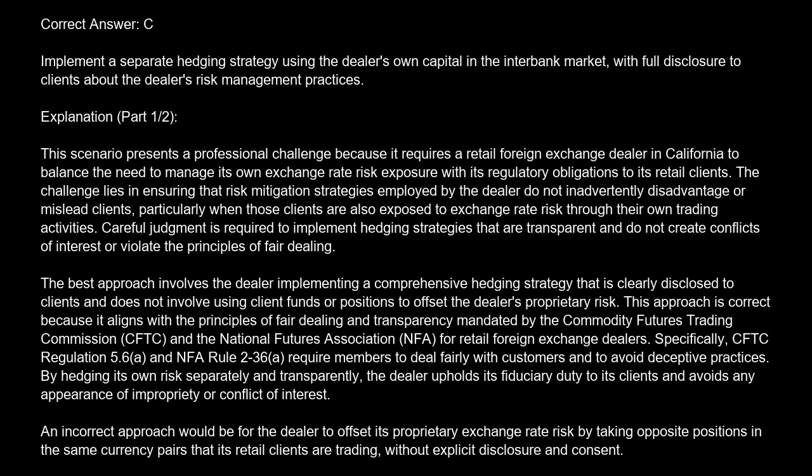The correct answer is C. Implement a separate hedging strategy using the dealer's own capital in the interbank market, with full disclosure to clients about the dealer's risk management practices.